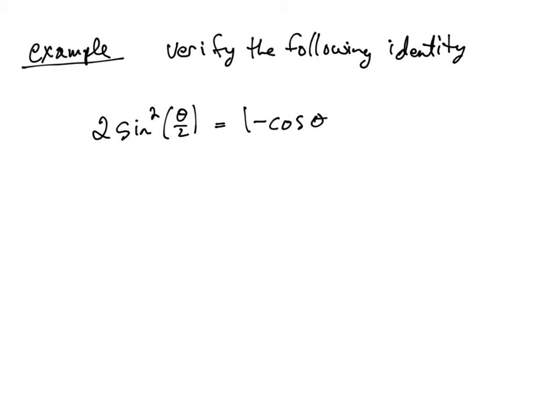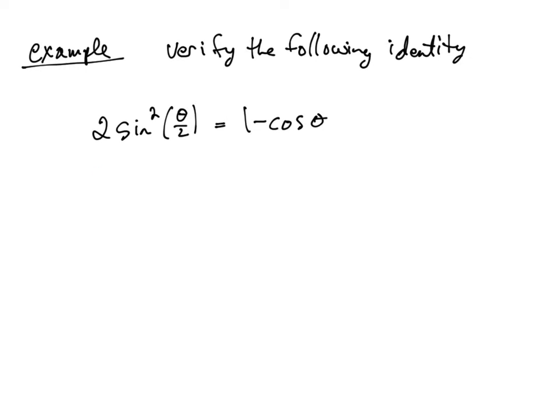Let's look at an example. This is not in the notes, but I think it's valuable and I should have it in the notes. So let's go through this. We want to verify this identity: 2 sine squared of theta over 2 is equal to 1 minus cosine theta.